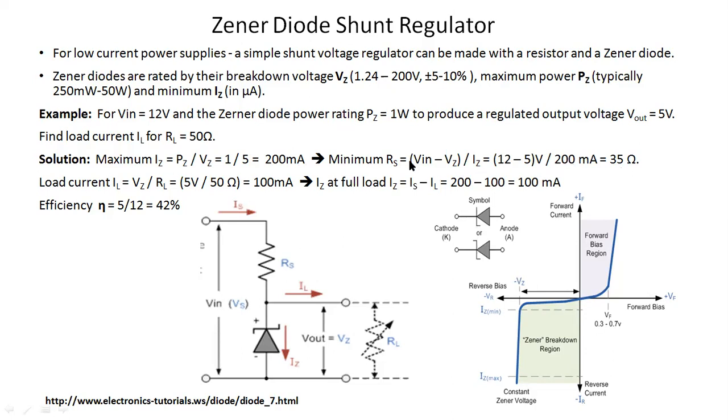So here, now you are supposed to find the value of load current. We have the formula. How can we calculate?